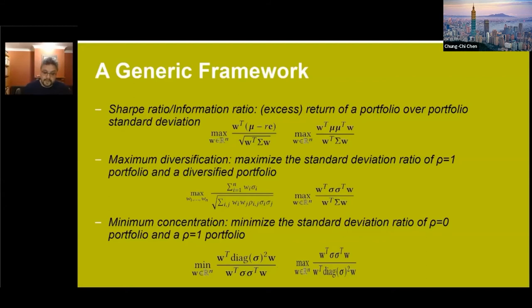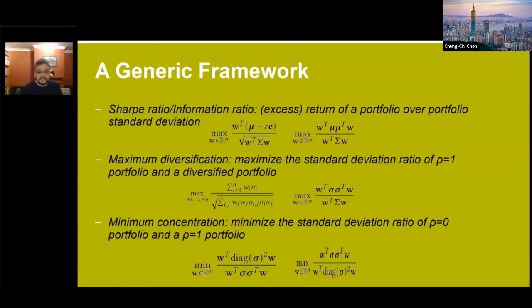Now, the same will hold for the expressions for maximum diversification and minimum concentration. The latter two are basically ratios of standard deviations with different assumptions on each portfolio, the difference being the portfolio in the numerator and the denominator. For maximum diversification, it's a ratio of a portfolio with a correlation of 1 and a portfolio where you have actually estimated, or are given, the individual correlations. The minimum concentration portfolio is a bit simpler in that it shows the ratio of standard deviation between a portfolio with 0 correlation and with correlation of 1.